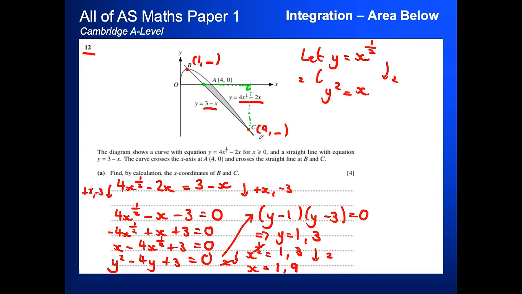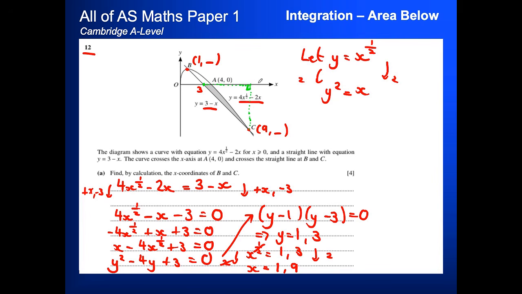Now we actually do know these points. We can work these out pretty straightforwardly. First of all, this is 3 minus x. So when y is equal to 0, then x needs to be equal to 3. So we know this is at 3.